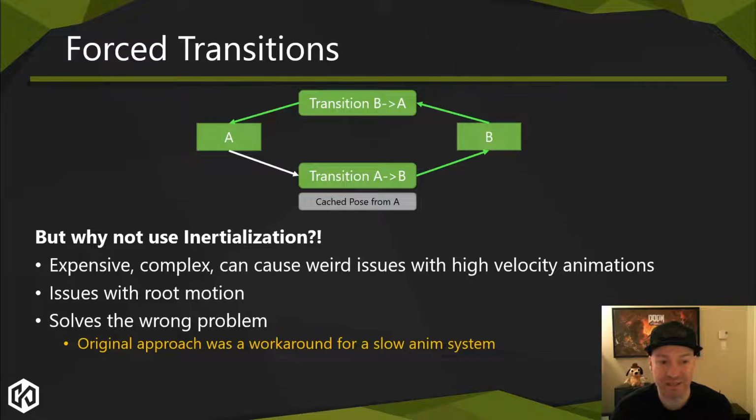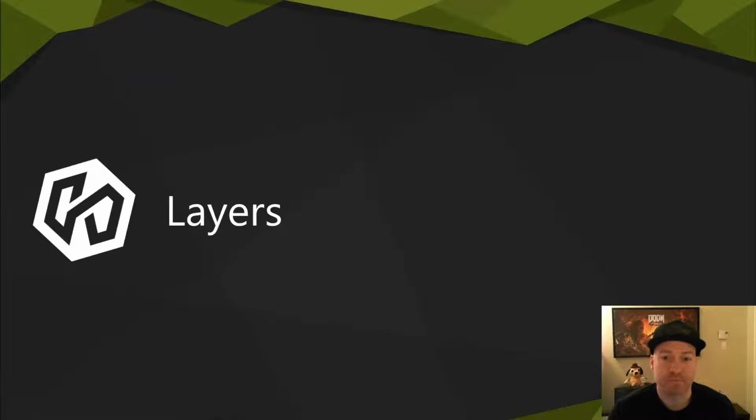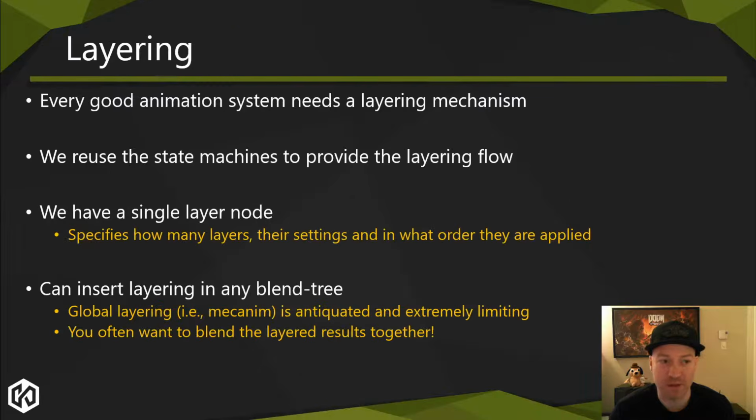So, again, this is the thing where it's like, yeah, it's a fancy thing, but what's the actual problem you're trying to solve? So, moving on, layers. This is another really fundamental concept. Every good animation system needs a layering mechanism. You need to have a way to modify the pose via a layer. It's just an essential thing.